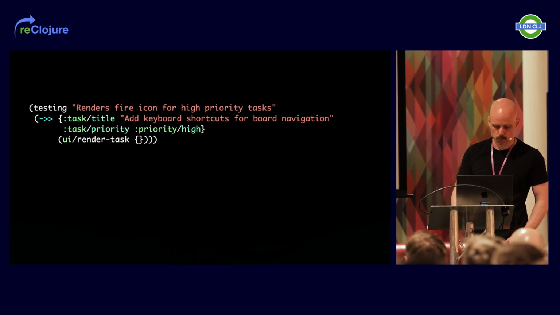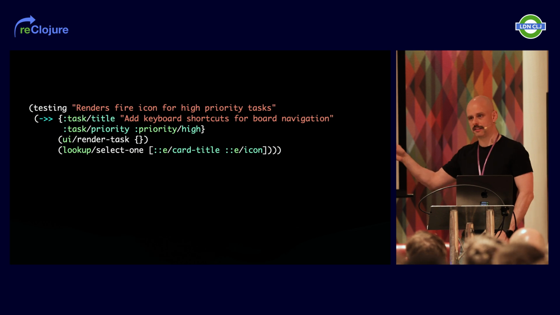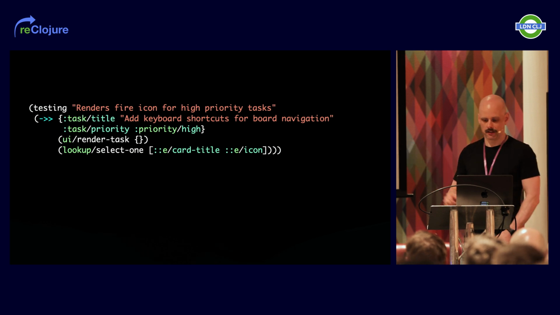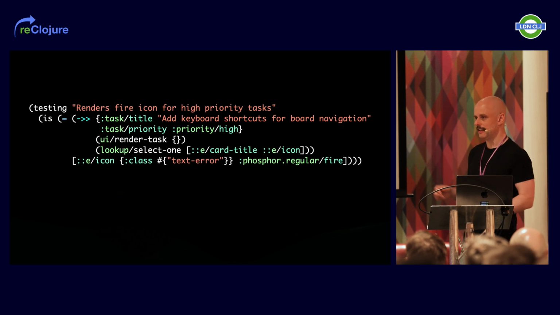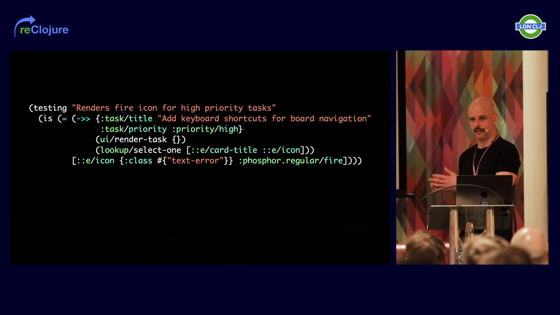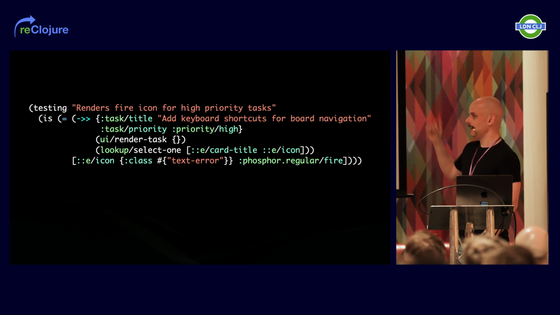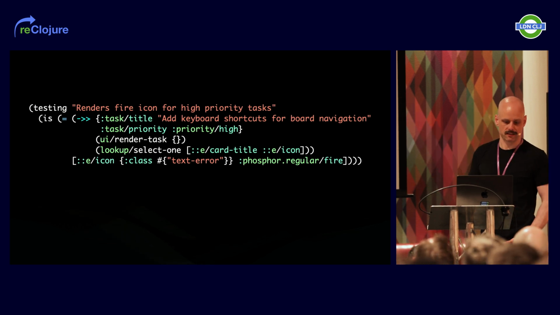And since these are essentially custom tags, I can use them with lookup to select things. So I can select the icon that's inside a card title. And I get an icon back. And instead of getting an SVG element with an opaque path or whatever, I'm getting the name of the icon. It's wonderful. It's the perfect abstraction level for a test at this level.